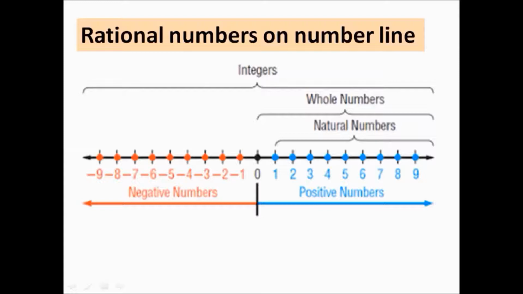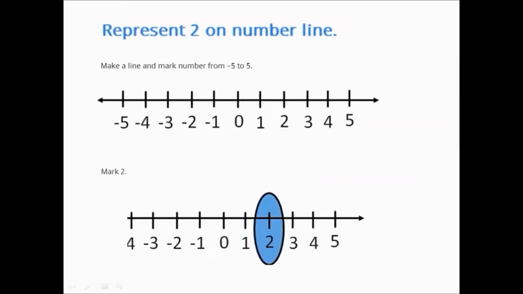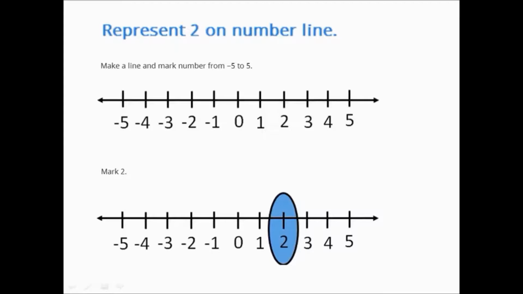All positive numbers are called natural numbers. When you include 0 with natural numbers, you get whole numbers. And when you include negative numbers with whole numbers, you get integers. Now, let's represent number 2 on the number line. Being positive, 2 would be marked to the right of 0 and it lies between 1 and 3.